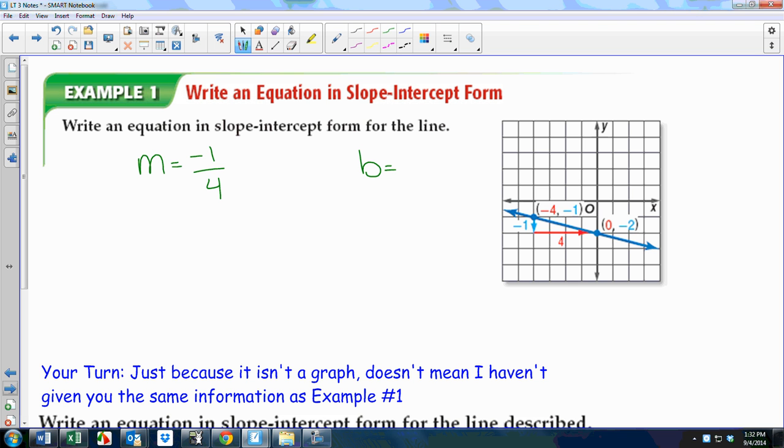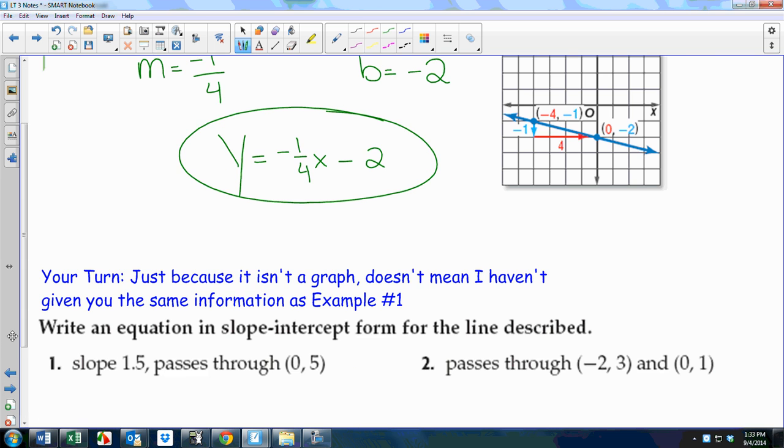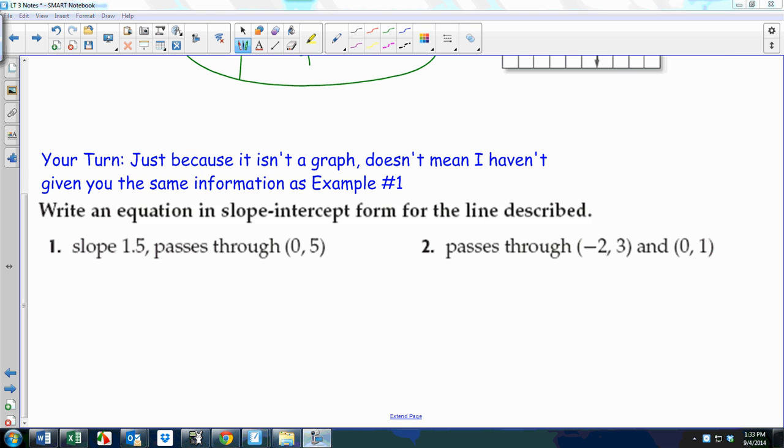Y-intercept, just by definition, it's where it crosses the y-axis, so where does it cross the y-axis? Negative 2. So your equation today, slope-intercept form, is y equals negative 1/4 x plus a negative 2, but instead of writing plus a negative 2, just write minus 2. There are 2 problems below this on the slide. They're hard to see, so I'll scroll down. But you try these next 2. Even though I didn't give you a picture, it doesn't mean I didn't give you the same information, okay? There's not a picture, but you try them. I'm going to pause the video while we try them.